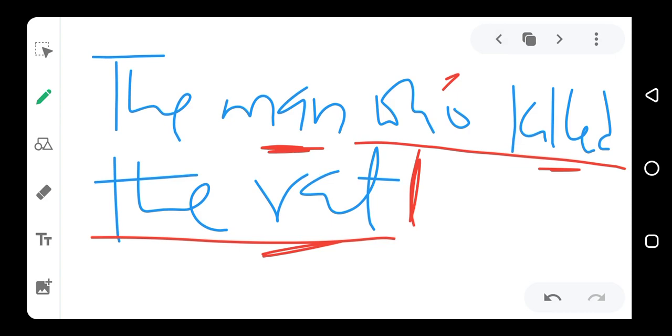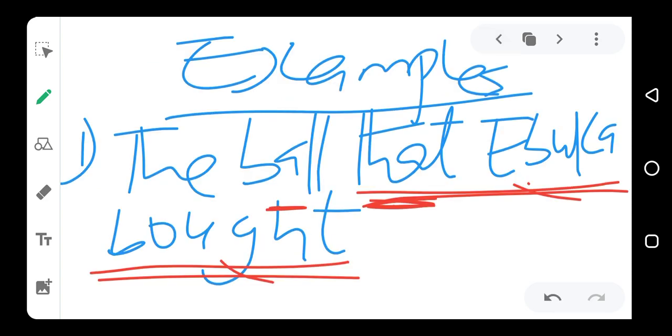So if we leave it as the man, the sentence is still okay. But when we put who killed the rat, it tells us more things about the man, something that will help us to distinguish the man from other men that are there. The same thing with the ball that helped carport. Maybe there are many balls there, but that helped carport helps us to distinguish this ball from other balls that are there. This one is the one that helped carport.